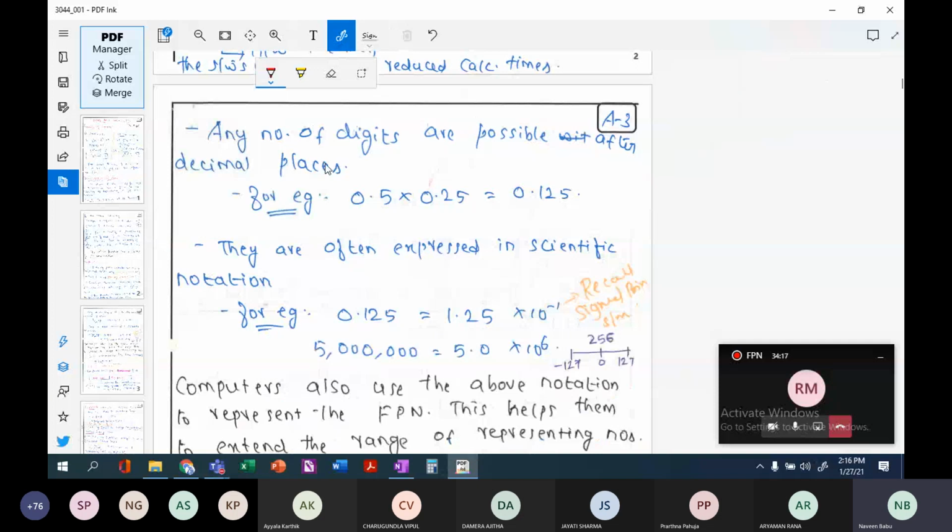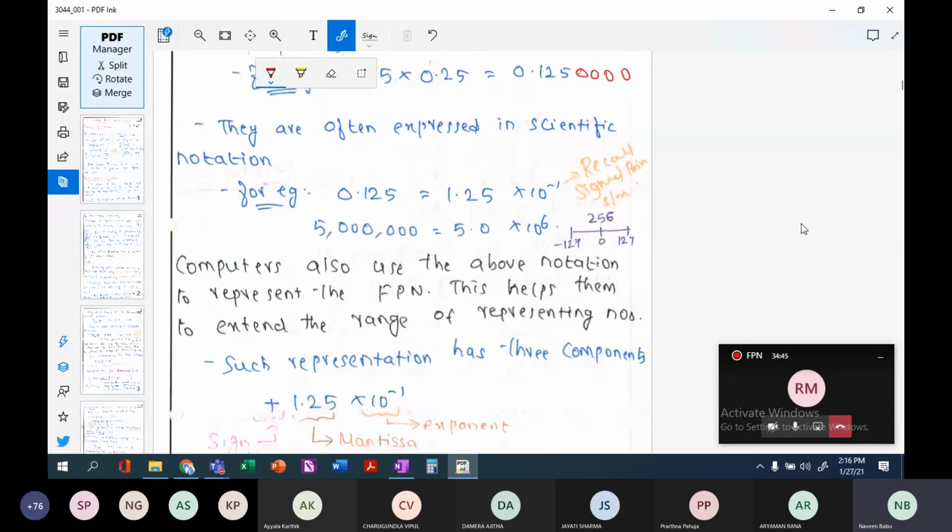So let us take one example. Any digit can be represented with n number of decimal places. For example, what is 0.5 into 0.25? Though it is 0.125, I can keep on putting any number of zeros here. But scientifically, it is represented as 0.125.